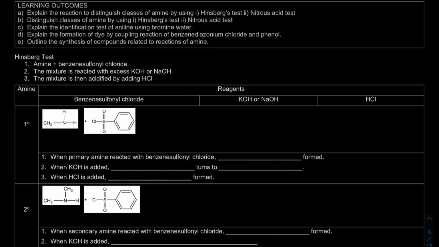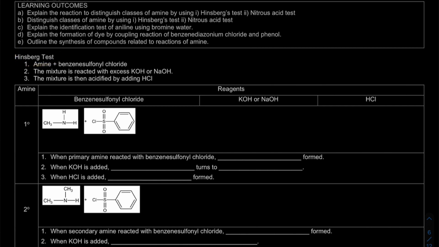In this video, we're going to discuss the chemical properties of amine. Specifically, we're going to explain the reaction to distinguish classes of amine by using the Hinsberg test. Most of the reactions of amine, we're going to distinguish by chemical test. So first, kita akan tengok the chemical test, the Hinsberg test.